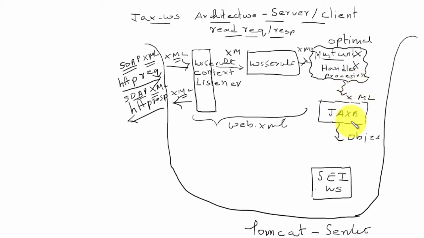The framework uses JAX-B to convert the XML SOAP request message to object-oriented format, and the framework will invoke the service endpoint interface logic. The service endpoint interface gives some output that is once again converted to XML format by JAX-B. So once again we have SOAP based XML.